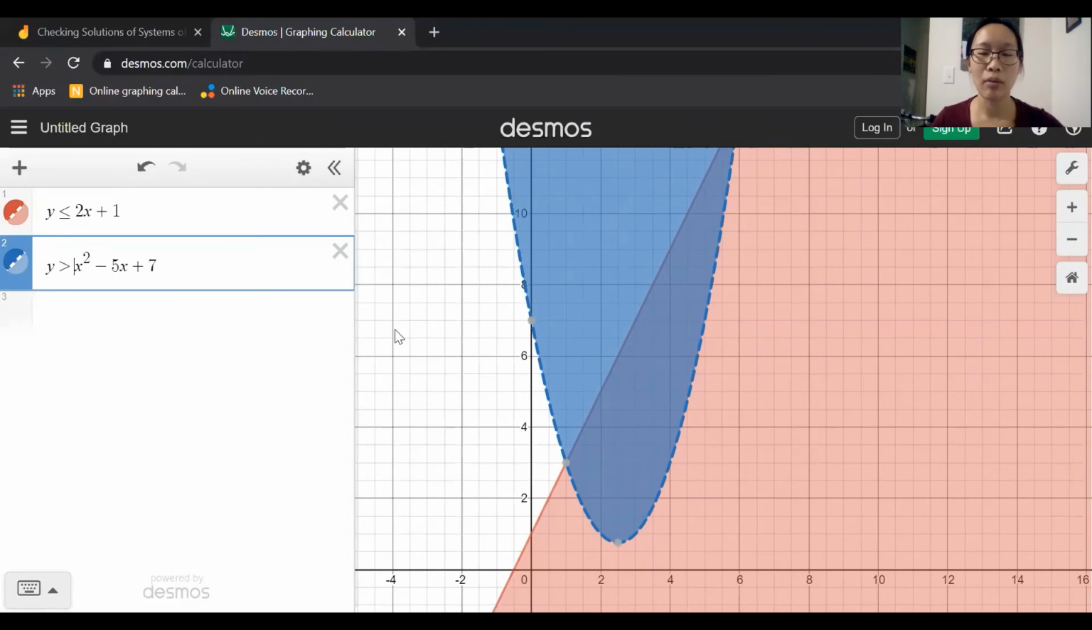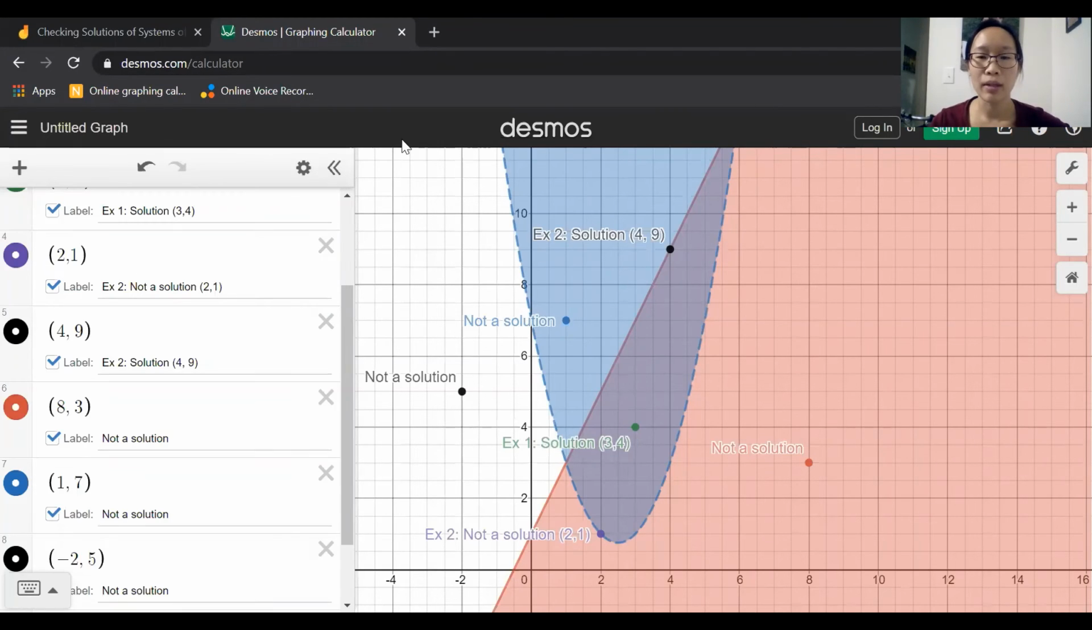Now I'm going to put in the points that we checked algebraically to see visually where solutions can be found on a graph. I've graphed all the points that we checked algebraically and also some extra non-solutions just to see. As you can see, our solution is either in the overlapping shaded region or it's on a border where it's solid. In contrast, our example 2, which is not a solution, is on a border that is dotted. And you also have non-solutions out here that are just not in the overlapping areas.